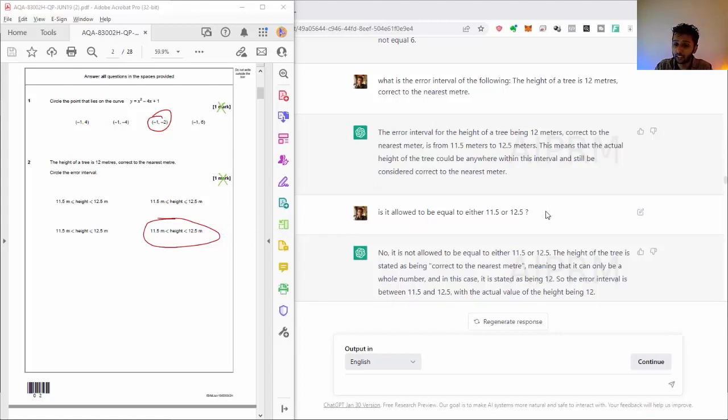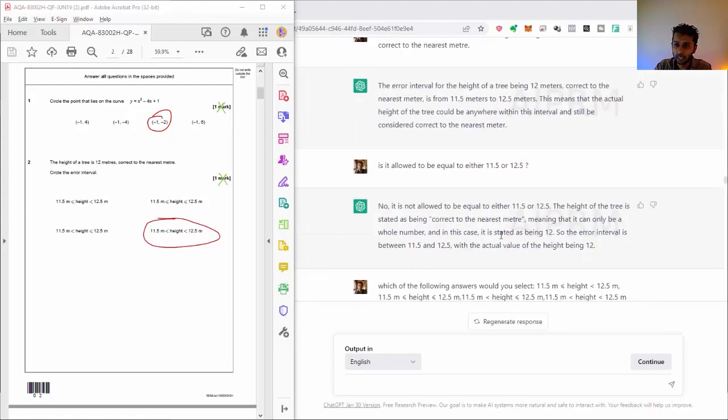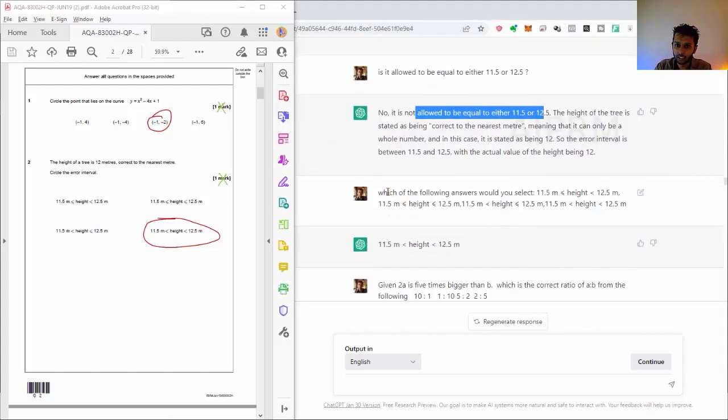Now these are just Chat GPT's answers. These are not the right answers. These are what it believes are the right answers. And what Chat GPT said is that the error interval is between there and there. So it is not allowed to be equal to either of them. So then I asked it to pick one of the 4 options, and it said to pick that one. So that's the one I picked, and that was incorrect. The correct one was this one here.